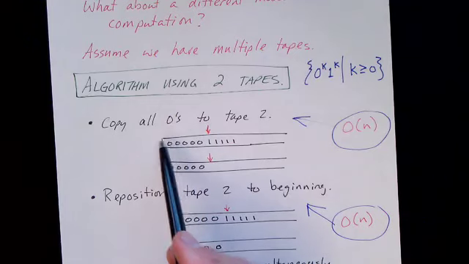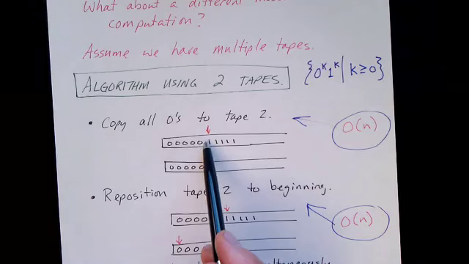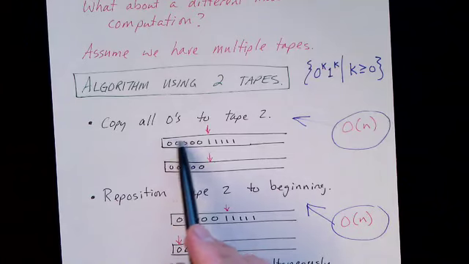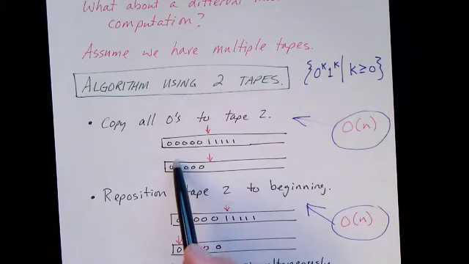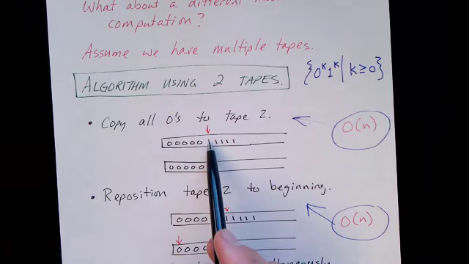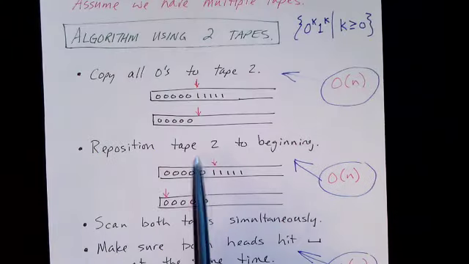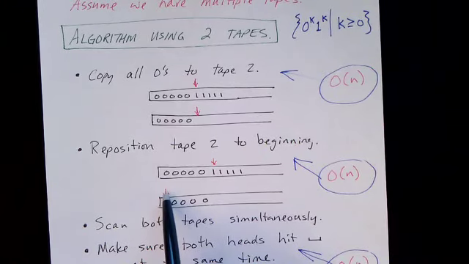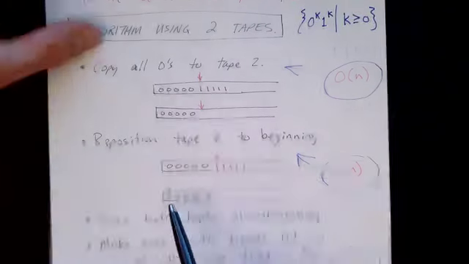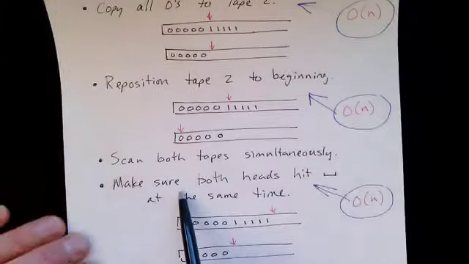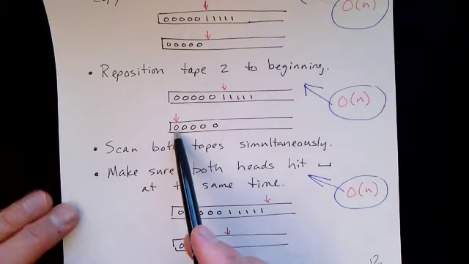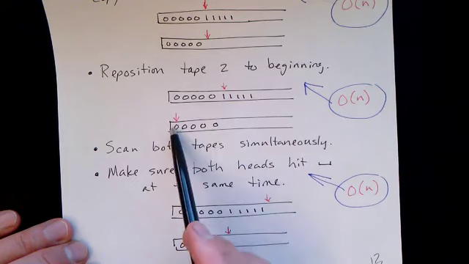Initially, we have our input on the first tape, and we have a second tape that's blank. So the first thing we do will be to scan the tape and copy, as we scan, all the zeros to the second tape. And then when we hit the first one, we'll stop. Then we reposition our tape head on the second tape to the left end, as shown here. And then we'll scan both tapes. As we scan, we'll make sure that the head on the first tape sees a 1, and the head on the second tape sees a 0. And the heads will move together through the 1s here and through the 0s here.